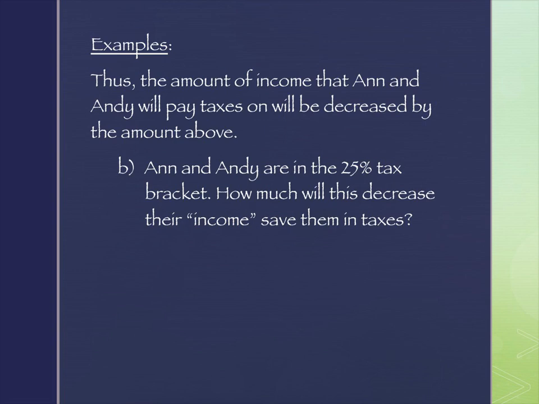Okay. So if you take a look over here then, and Ann and Andy, we've got to put them in a tax bracket in order to make sense of this. So we're putting them in a 25% tax bracket. That's rather arbitrary, but I want to show you it doesn't matter what the percentage is. I could put it in a 10% tax bracket and the principle will still hold. It's just an arbitrary amount to show you how it works, okay?